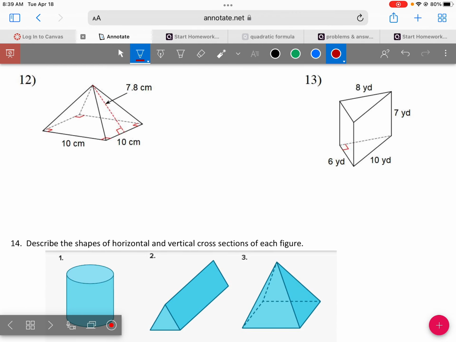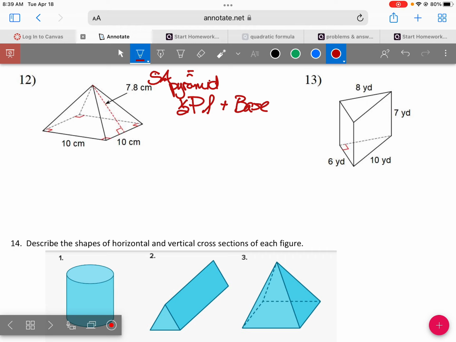12. Let's look at surface area of 12. What do we call this figure? Pyramid. And look on your formula sheet. What is the surface area of a pyramid? Capital P for perimeter, slant height, plus the base.